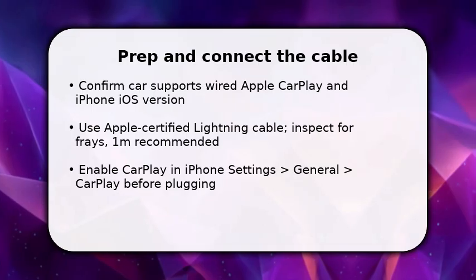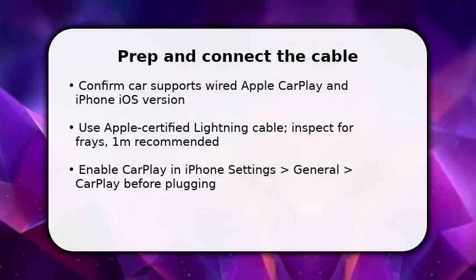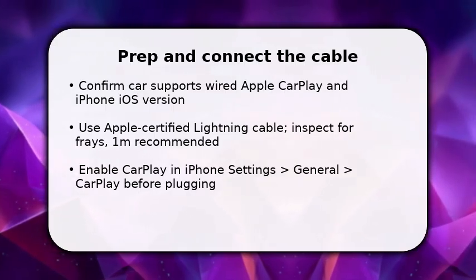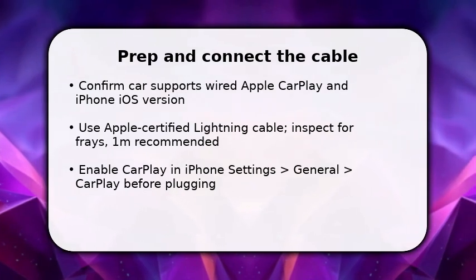On your iPhone, open Settings General CarPlay and make sure CarPlay is enabled for your vehicle. Once done, unlock the iPhone, then plug it into the car's USB port labeled for Data or CarPlay. Don't use a charging-only port. This step establishes the initial handshake between devices.